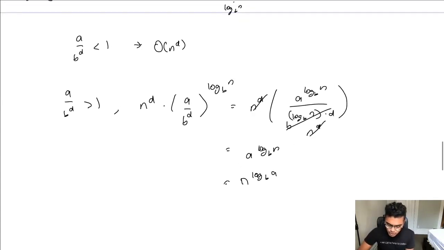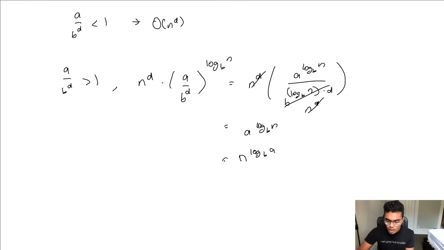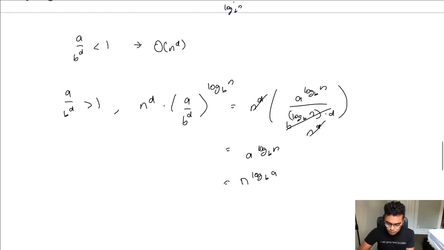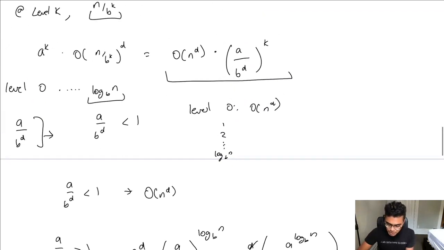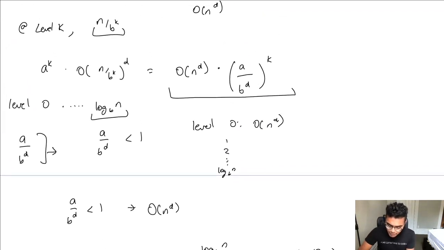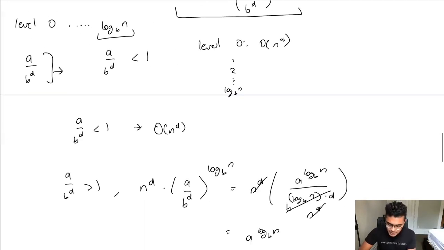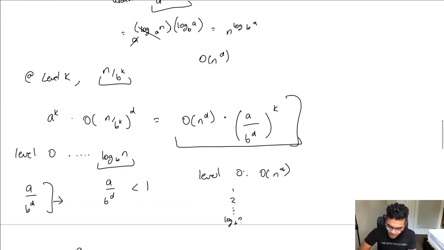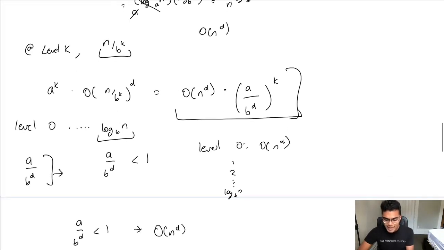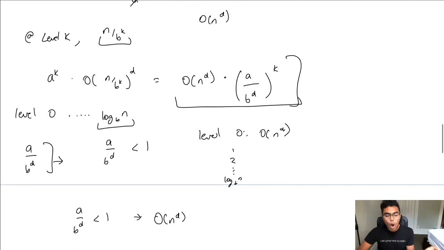So we're saying here that when the ratio a over b to the d is greater than 1, then the work done in this situation is n log b of a, with this very simple proof. And again, this is all dependent on the geometric sum being O of n to the d times (a over b to the d) to the k, so this over here. And we're essentially saying that's either the first or the last, or in the case when the ratio is exactly 1, it's all of the terms.